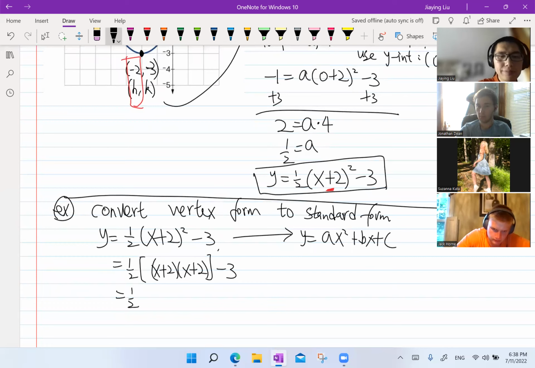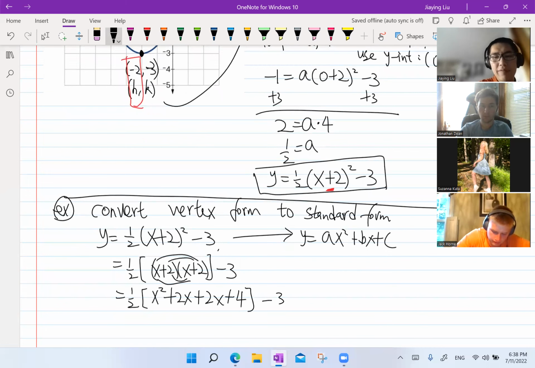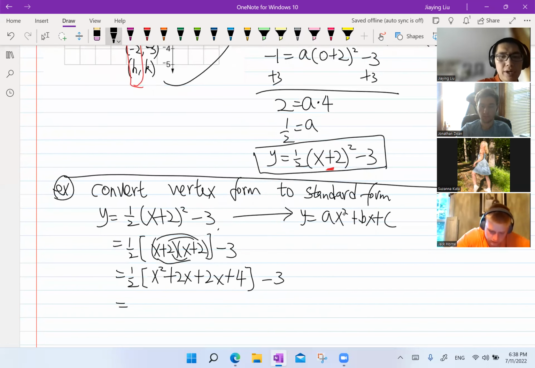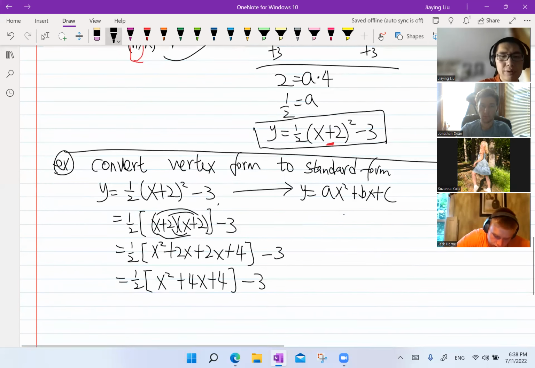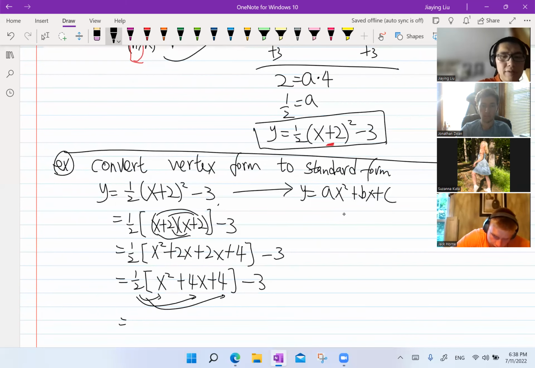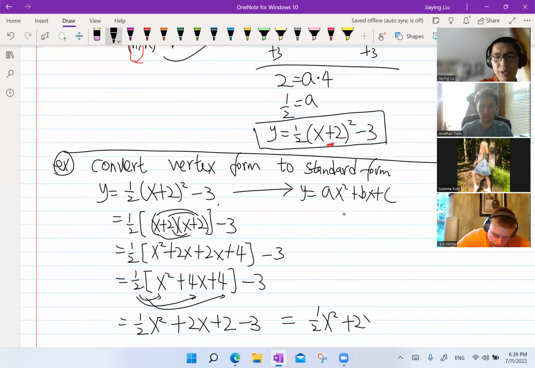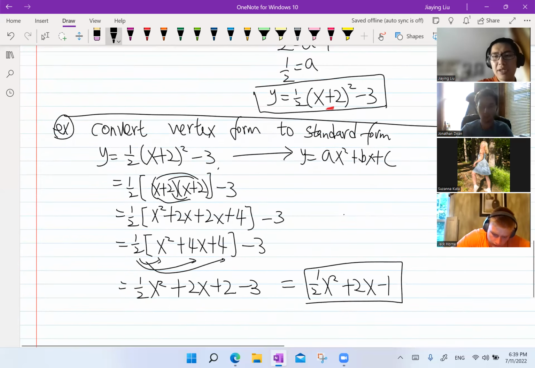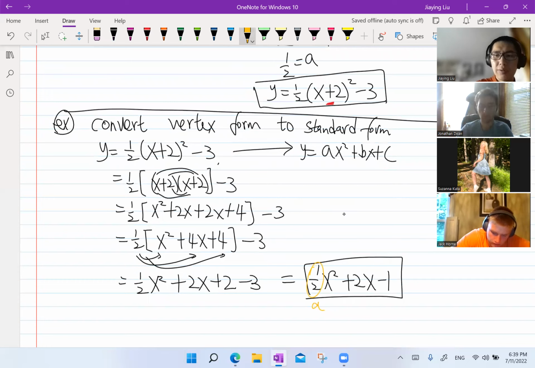So that's going to be 1/2 times x squared plus 2x plus another 2x, and then plus 4. Don't forget we have a negative 3 outside. So if we are careful here, we get 1/2 (x squared plus 4x plus 4). And if we distribute the 1/2 in there, we get 1/2 x squared plus 2x plus 2, but then we have minus 3. So in the end, we're going to end up with 1/2 x squared plus 2x minus 1. So this is the standard form, because we have an a value, which is 1/2, positive 2 is a b value, and negative 1 is a c value.